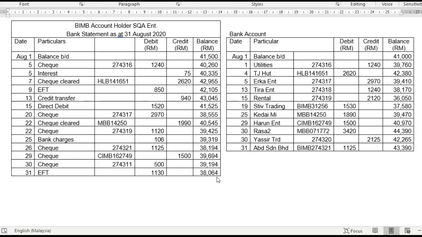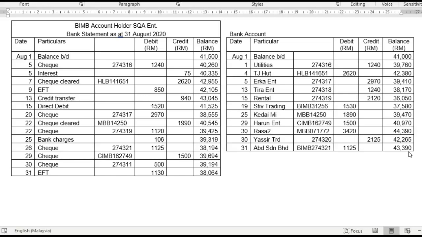Then you need to identify the closing balance of the bank account. On the right side, in the balance column, you have 43,390. That is the closing balance of the bank account. So you can see that is a huge difference between the closing balance of the bank statement and the bank account. Once you have identified the closing balances, you know which one is which.